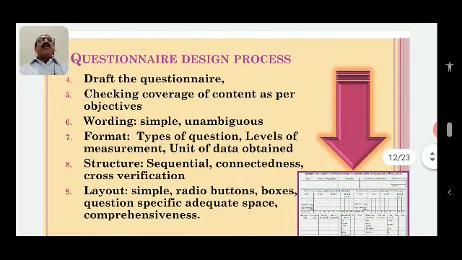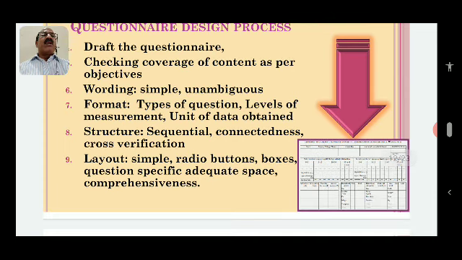Then what else is done? Basically, you have to prepare the draft questionnaire thoroughly by checking the coverage of content as per the objectives. So before going to the field or before collecting data, you must ensure that as per the requirements which you have envisaged in the objectives, the questions must cover those. Then the wording should be simple and unambiguous. There should not be any ambiguity. What will happen? You are asking something, and the reply will be something else.